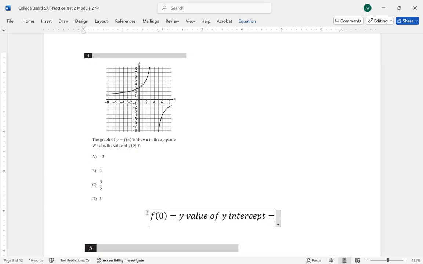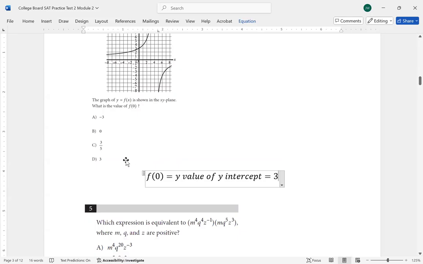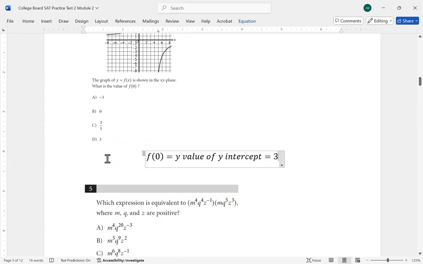And in this case, what we see is that our graph passes through the point (0, 3). So since it passes through (0, 3), when we plug in a 0 for x, we will get out a 3 for y. Therefore, f of 0 is equal to 3. And the correct answer for problem number 4 is D. So D is the correct answer for problem 4.